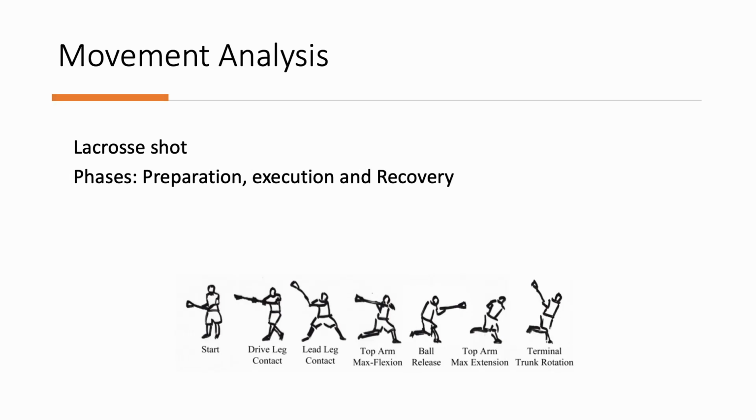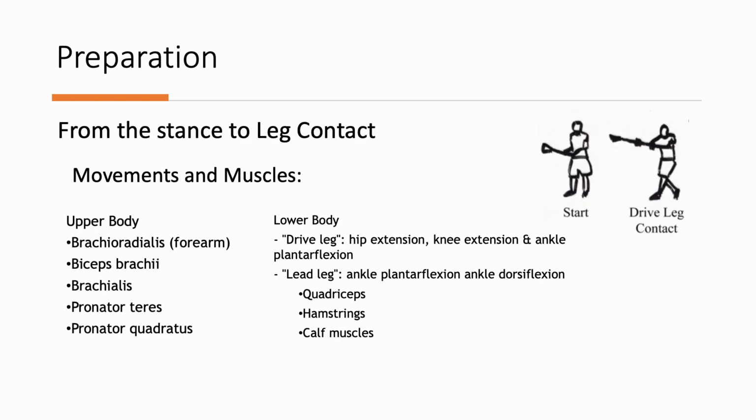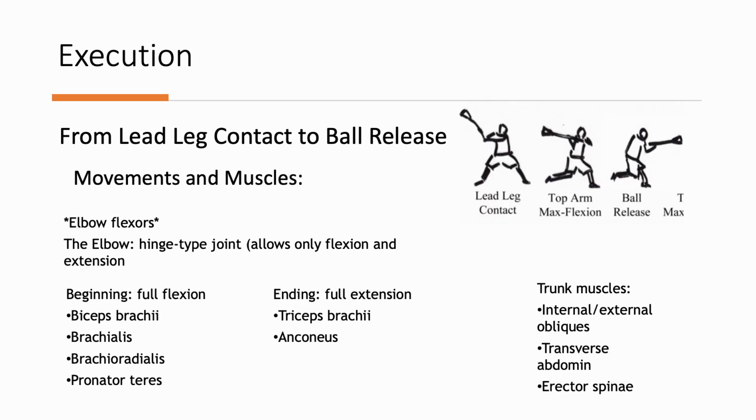In the movement analysis, I have chosen to focus on the lacrosse shot. A lacrosse shot begins from the approach, then moves on to the crank back by pulling the stick back, and the execution begins from the stick acceleration, deceleration, followed by the follow through and the recovery. The preparation phase begins from the stance to the drive leg driving forward, which includes movements such as hip extension, knee extension, and ankle plantar flexion when the drive leg is driving to the back and generating power.